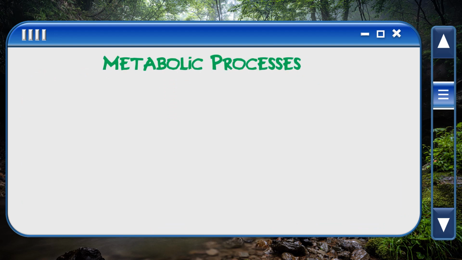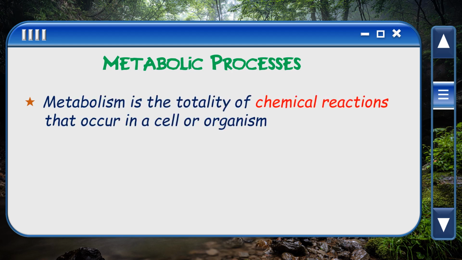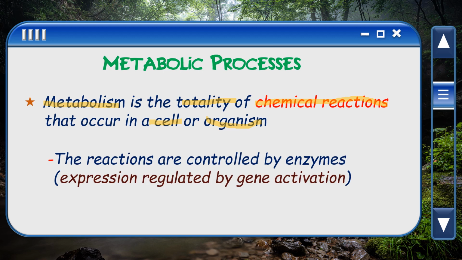Now we want to look at the metabolic processes. When we are talking about metabolism, metabolism is the totality of chemical reactions that are occurring in the cells or organism. All the chemical reactions that take place in the cell or an organism are what we refer to as metabolism. And these reactions are controlled by enzymes.